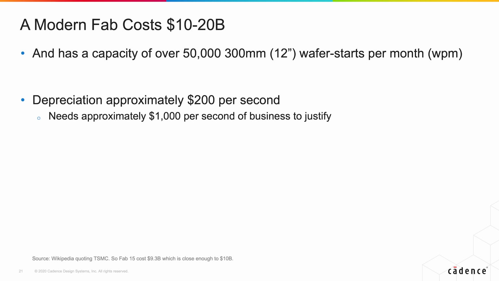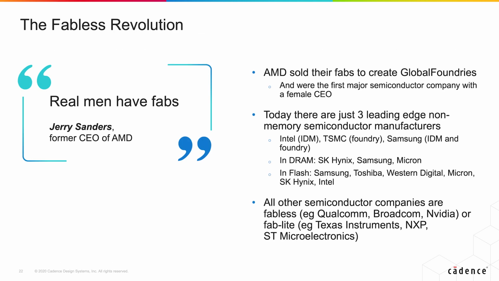And if you do the numbers and assume that it lasts for 5 years or something, then it depreciates at about $200 a second. And that means you need to be doing about $1,000 a second of business to justify owning a fab, which most people don't. And so we have this fabless revolution.